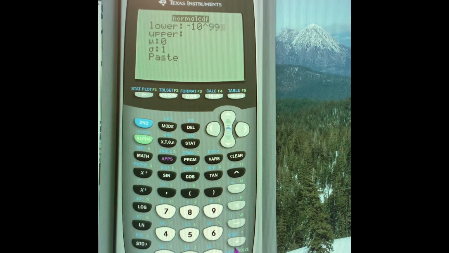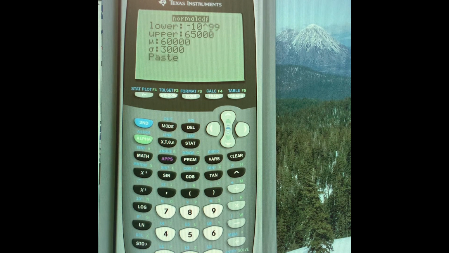Enter will take you to the next slide. The upper bound, we said the upper for the problem was 65,000. Enter will take you to the next line. Mu, the mean for the problem was 60,000. Enter will take you to the next line. Sigma, the standard deviation for the problem was 3,000.